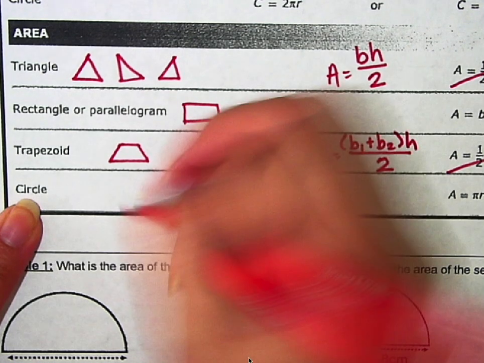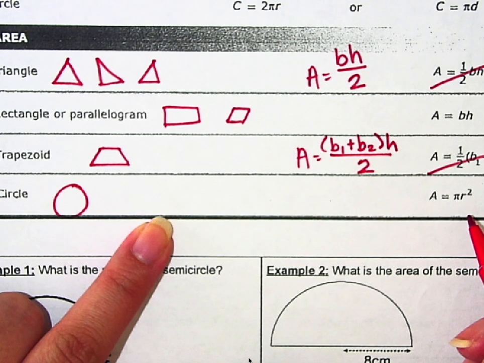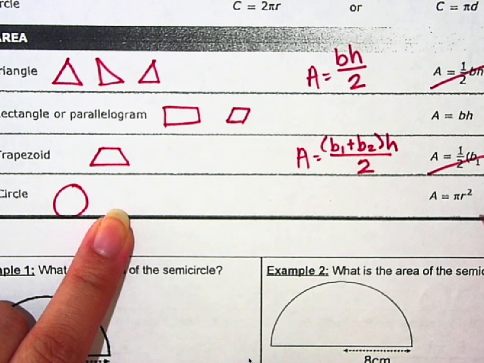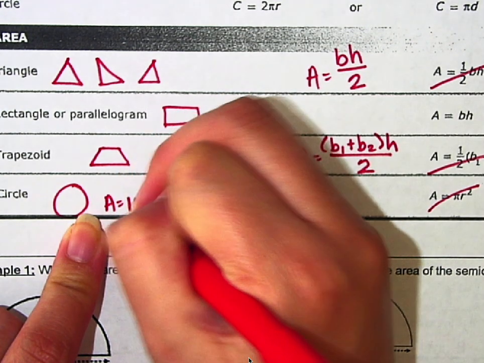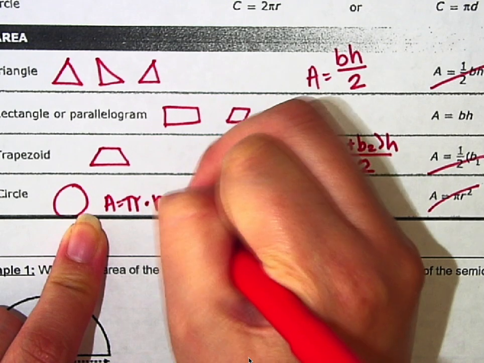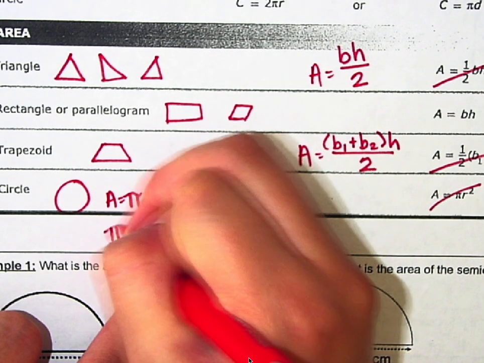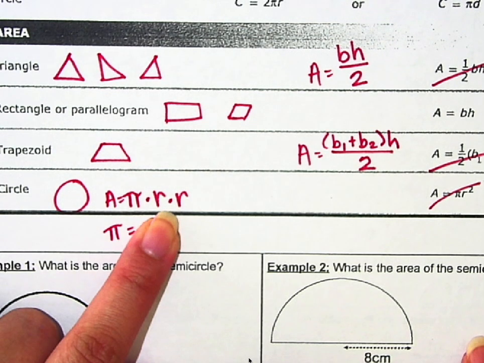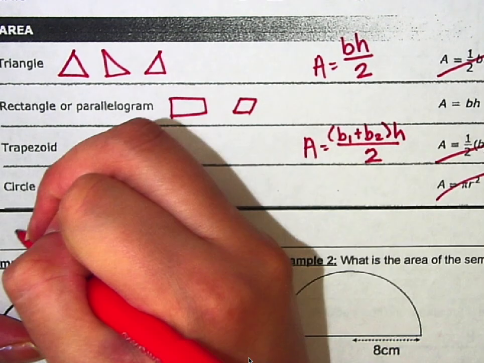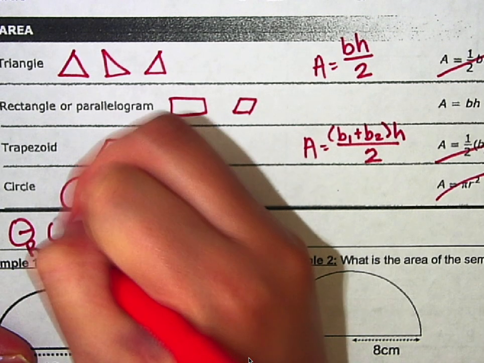And then the circle, we know what a circle looks like. Okay, our formula right here for area of a circle is pi r squared, but we don't use that. What we're going to use is A equals pi times r times r. Okay, remember for pi, use 3.14, and then you're just going to find your radius. Okay, remember, radius is half, and then the diameter is all the way across.